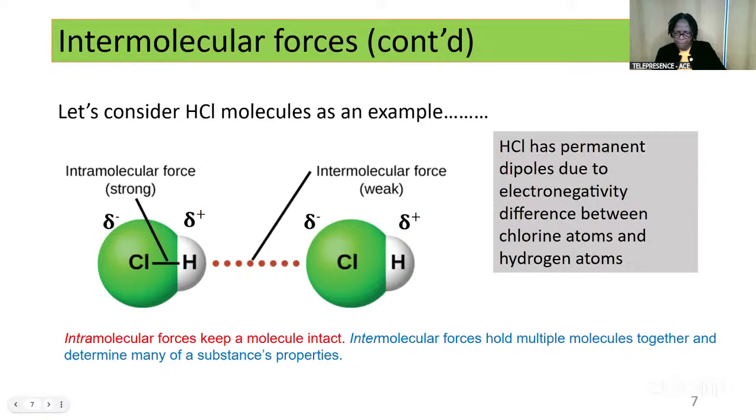Now, I must mention that in HCl, for instance, there are permanent dipoles. What do we mean by this? Because of the difference between the hydrogen atom and the chlorine atom in terms of electronegativity, they have permanent dipoles on them. So when we talk about those permanent dipoles, they also play a role in the nature of the intermolecular force. You will soon see that as I continue.